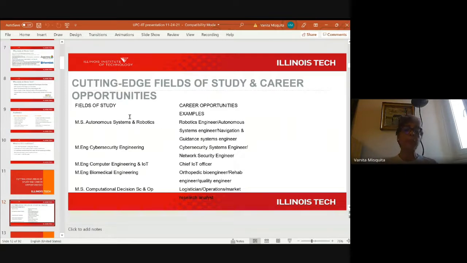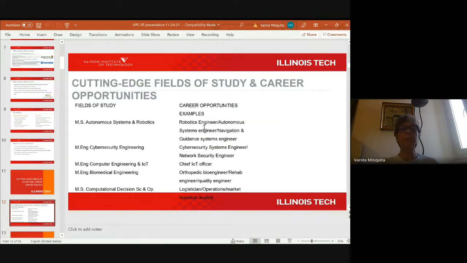For example, a very new master's degree program that is now being offered by our Department of Mechanical Materials and Aerospace Engineering, MMAE for short, is the Master of Science in Autonomous Systems and Robotics. When you go to that link, it will provide you with an overview of this degree program, and it will list the career opportunities.